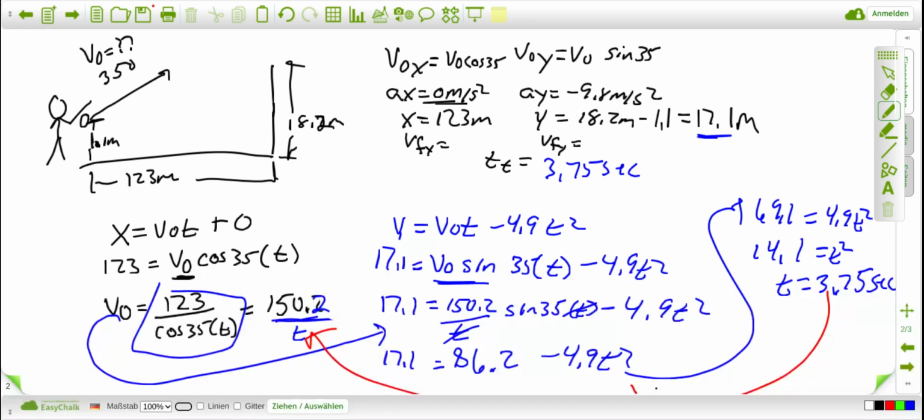So 150.2 divided by 3.75 gives us an initial velocity of about 40.1 meters per second. So I have the initial velocity. And then using the kinematics, now I have all this data, if I wanted to find the final velocity, I would be able to do that.